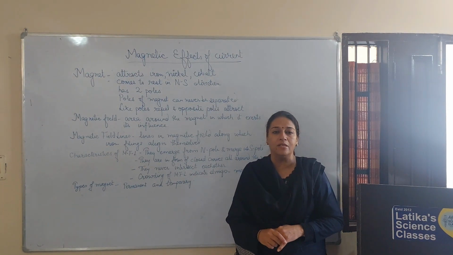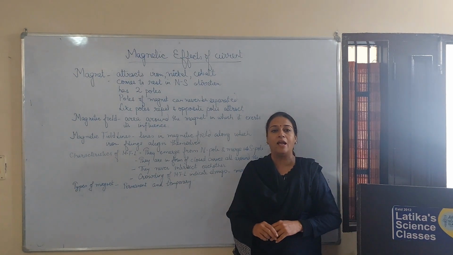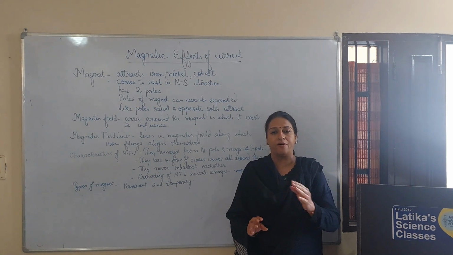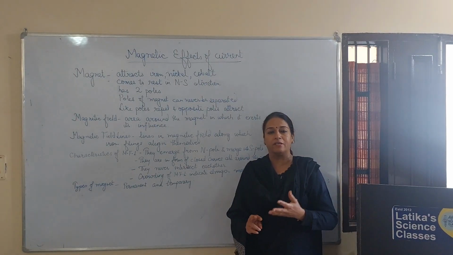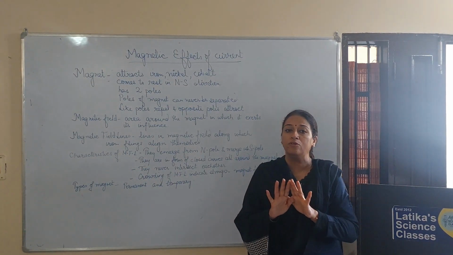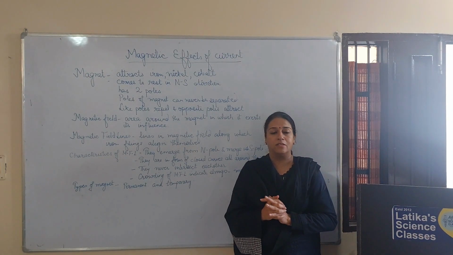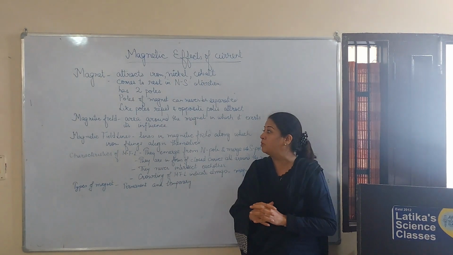Another important thing is that like poles, they repel each other, whereas unlike poles attract each other. So a north pole will get attracted by south pole, and south pole will be attracted by north pole. If there is north and north pole coming together, they are going to repel each other, and same goes for the south poles. If they are coming together, there will be force of repulsion between them.